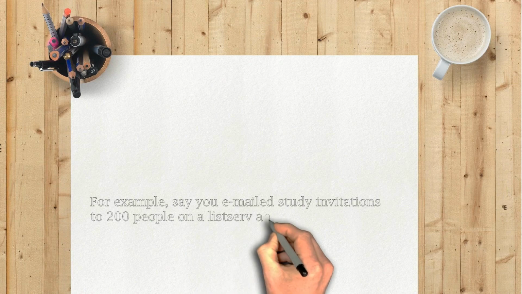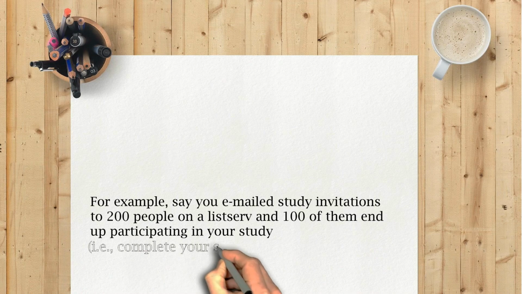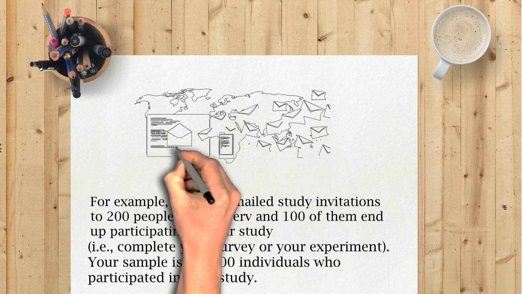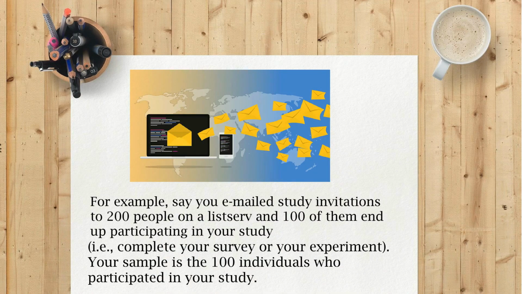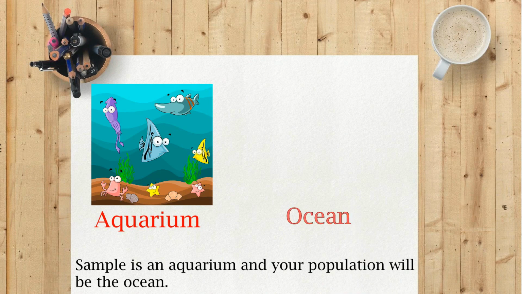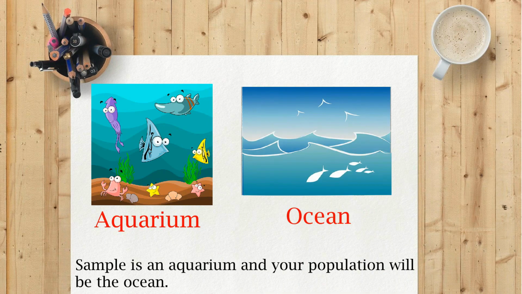For example, say you emailed study invitations to 200 people in your company, and 100 of them end up participating in your study. That means they complete your survey or your experiment. Your sample is the 100 individuals who participated in your study. Sample is an aquarium, and your population will be the ocean.